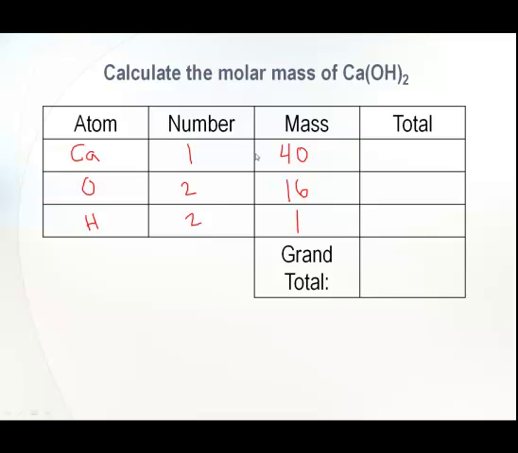So, in order to solve this, I'm going to multiply these things together. 1 times 40 makes 40. 2 times 16 is going to give us 32. And 2 times 1 gives us 2. So, I'm going to add these up: 40 plus 32 plus 2 gives me a grand total of 114. And my units are going to be grams per 1 mole. So if I have 1 mole, that's 6.02 times 10 to the 23rd calcium hydroxide formula units, it's going to weigh 114 grams.